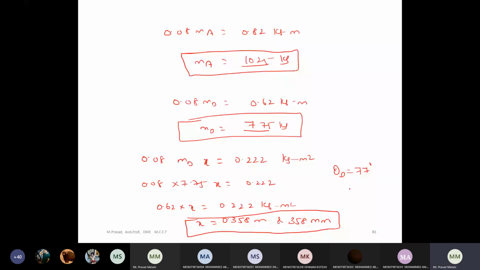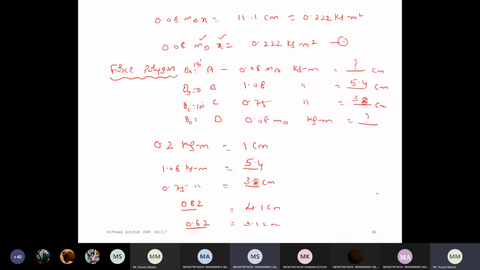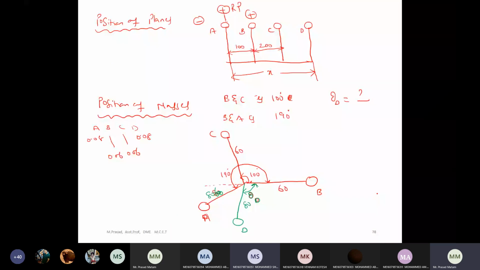Okay. So any doubts, dear students? If there are no doubts, next class I will go to the next topic. Sir, we have 100 degrees and 190 degrees, right? So in the couple polygon, sir, why are we not using 190 degrees? No, we are using that in the force polygon. From here it is 190 degrees. With respect to this point, how much angle is this? 10 degrees only, no? This total is 180 plus 10.